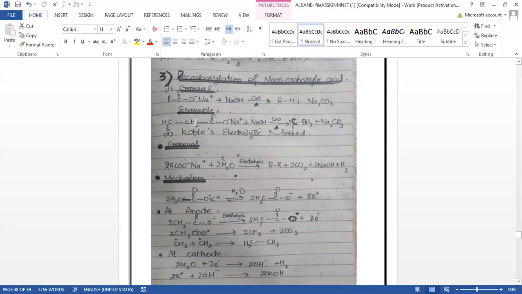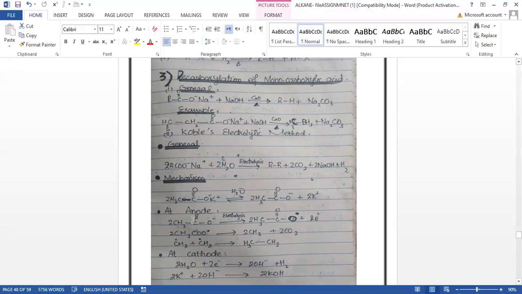This is the Kolbe electrolytic method, generated by Kolbe through electrolysis. This is the sodium salt of a carboxylic acid going through electrolysis. When it is passed through water, we get an alkane.